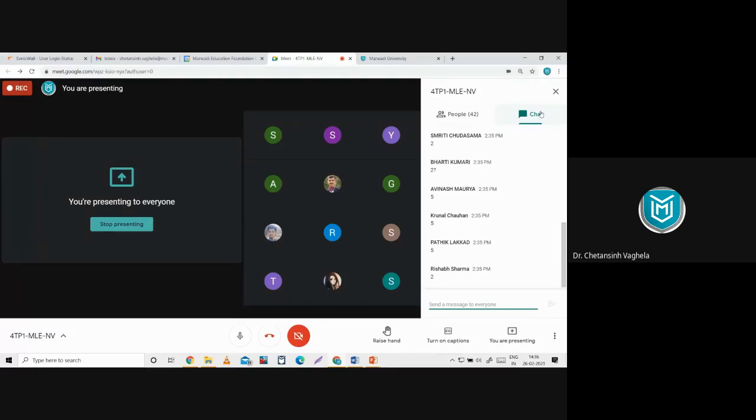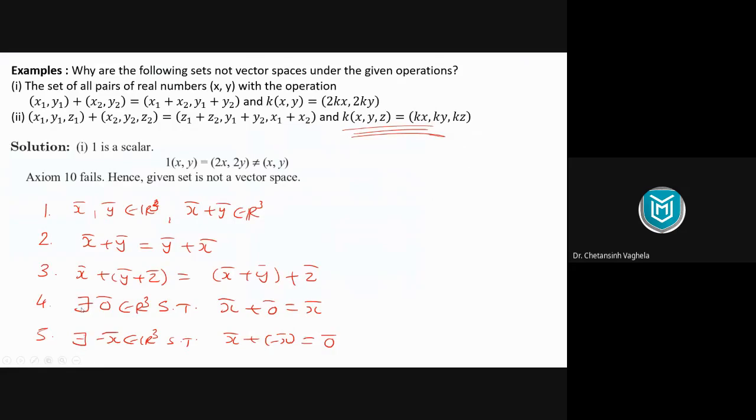Okay, let's see. One more thing: multiple answers can be true. It's possible that condition number 2 is dissatisfied, 3 can be dissatisfied, 5th can be dissatisfied. So multiple answers can be true. Let's see what answer I have in my PPT. If it differs, that doesn't mean that your answer is wrong. It can be true. So let me clear this part first.